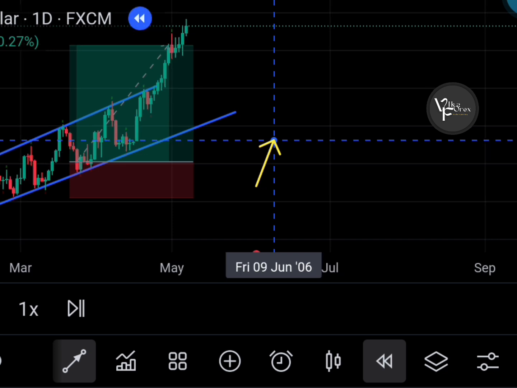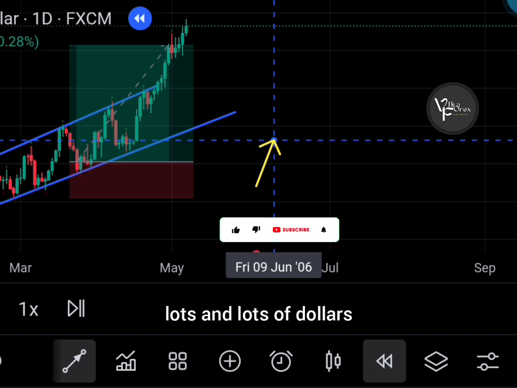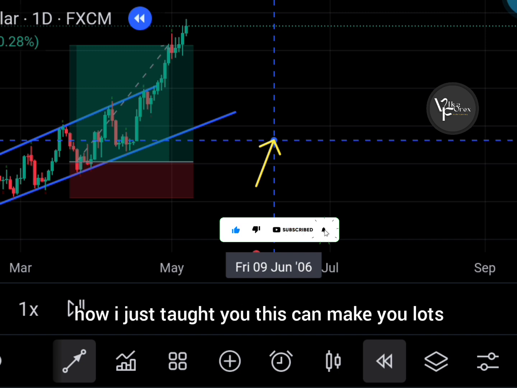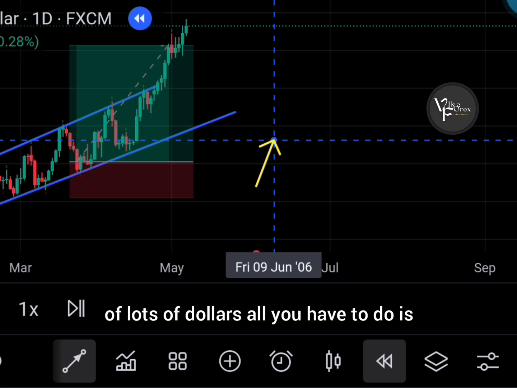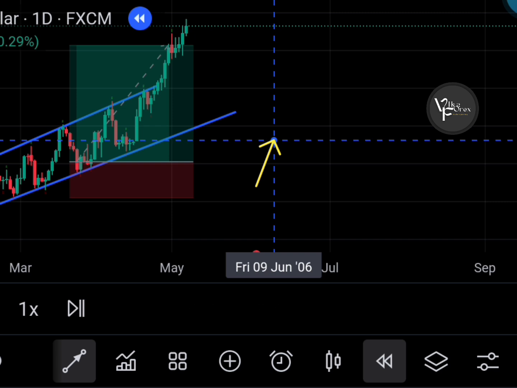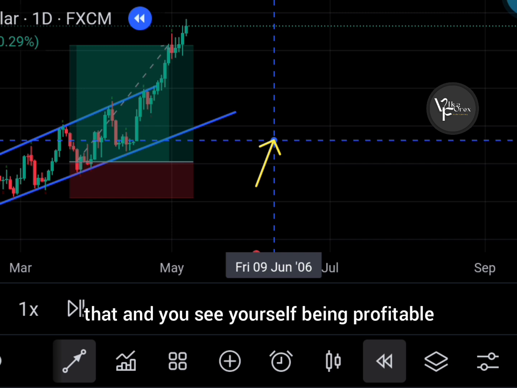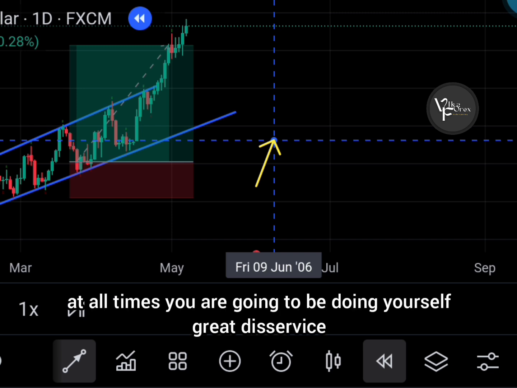So that's how you can trade trend lines and make lots of money, because you can go up to 3 arrows. This strategy alone can make you lots and lots of dollars if you know what you're doing. If you follow exactly how I just taught you, this can make you lots of dollars. All you have to do is follow my instructions and do exactly like that, and you will see yourself being profitable at all times.